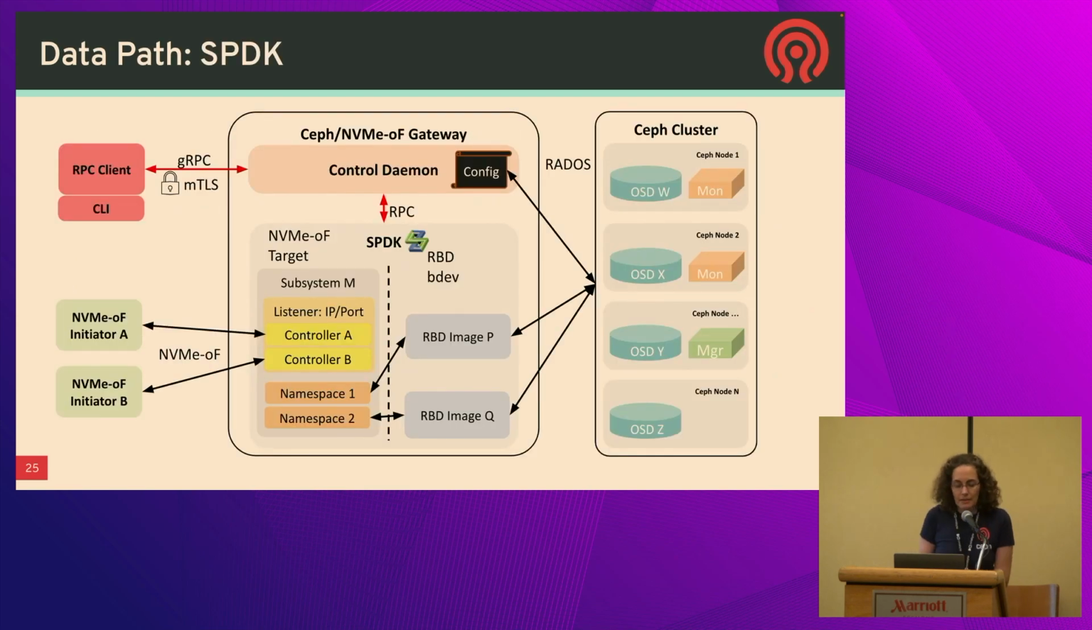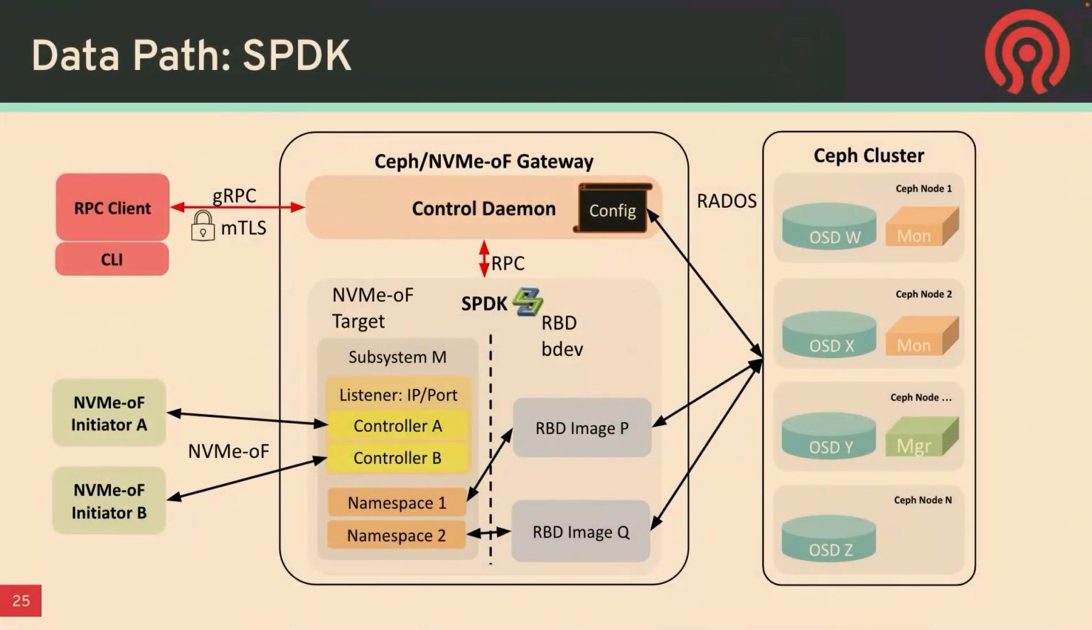So how does the data path look? We have a container that contains the control daemon in Python, and it connects and configures the running SPDK. It could be in a different container on the same node or in the same container. It uses the RPC that SPDK has to configure SPDK. All the data path goes directly to SPDK. The control daemon is not involved in the data path at all.